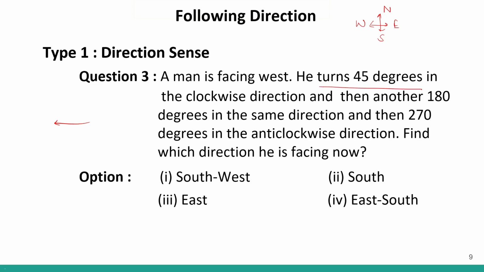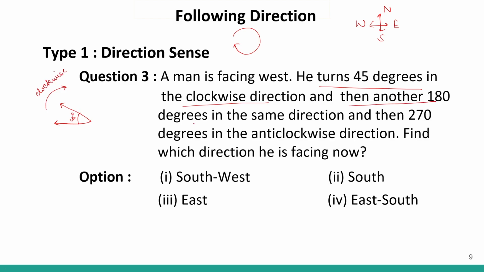He turns 45 degrees in the clockwise direction. So I told you clockwise will be like this. This is the clockwise direction. So he turns 45 degrees. That means he'll come here. In 45 degrees, the man will come here, right? In clockwise direction, that means we are going like this, clockwise.